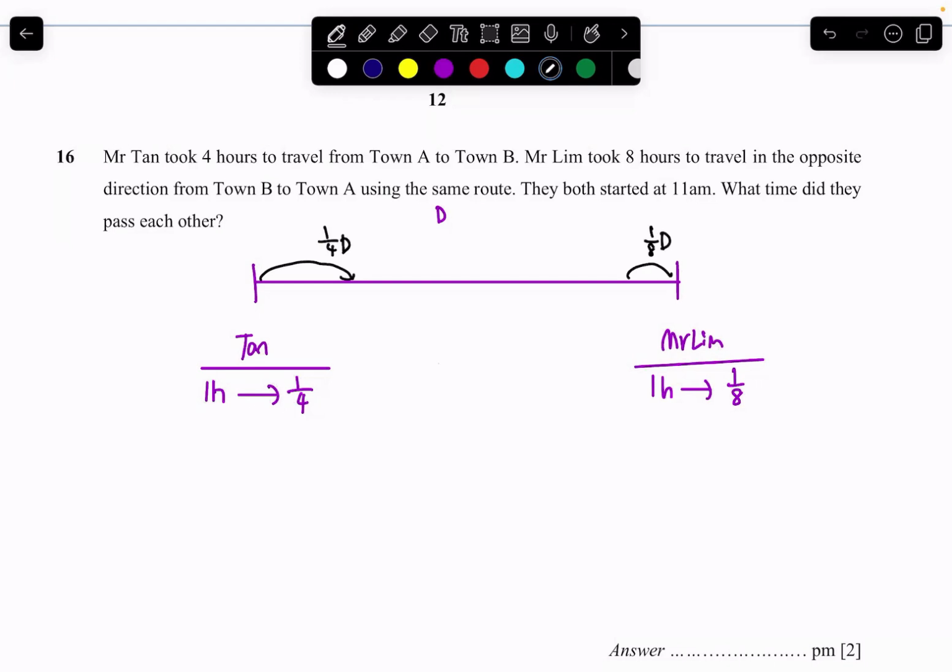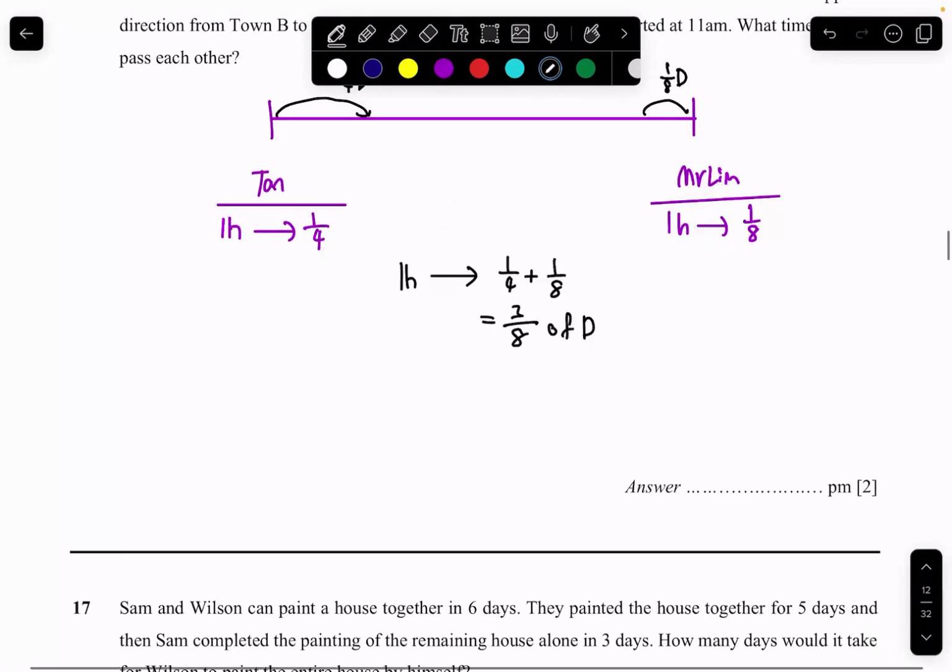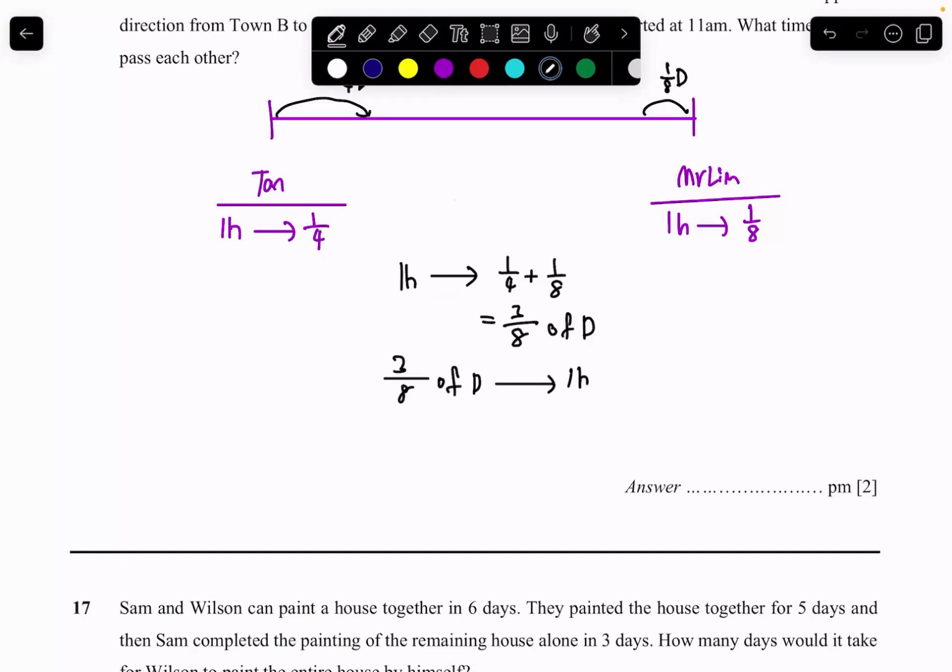Now the whole distance is only one whole distance. So in 1 hour, if both of them travel together at the same time, they will complete 1/4 plus 1/8, which is 3/8 of the distance. Now change the rate around. 3/8 of the distance took them 1 hour. So the time will be 1 divided by 3/8, which is 8/3 hours. 8/3 hours is 2 hours and 40 minutes.